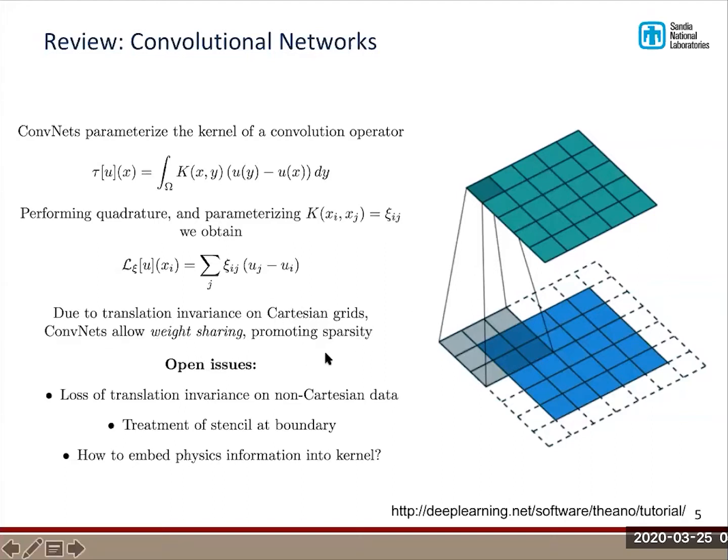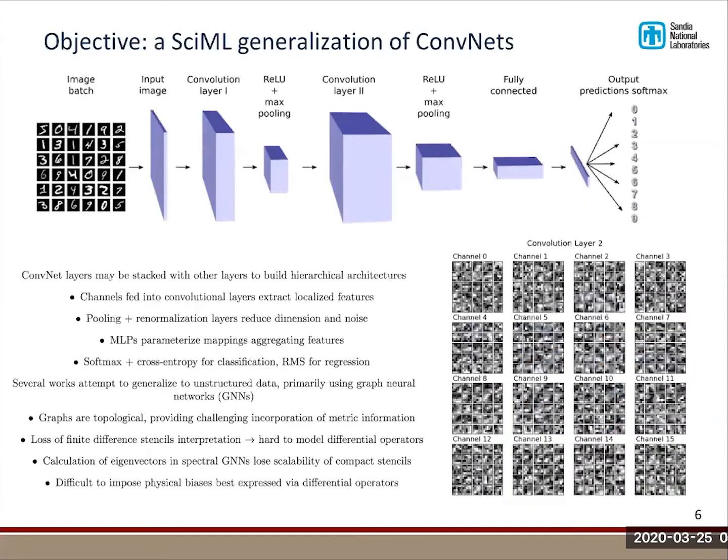The issues with convolutional networks are that they require translation invariance. For example, you have to be able to slide this stencil over your data, which requires that you work with a pixel, a Cartesian grid. There's a question about how do you handle boundaries, where you don't have data for your 3x3 stencil in this example. And then there's a question about how can you actually embed physics information into this kernel, which we'll talk about some more later.